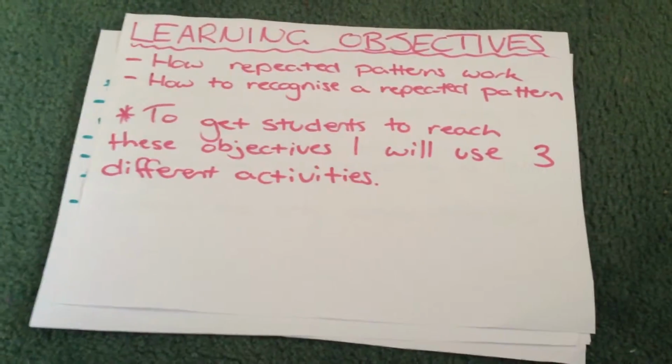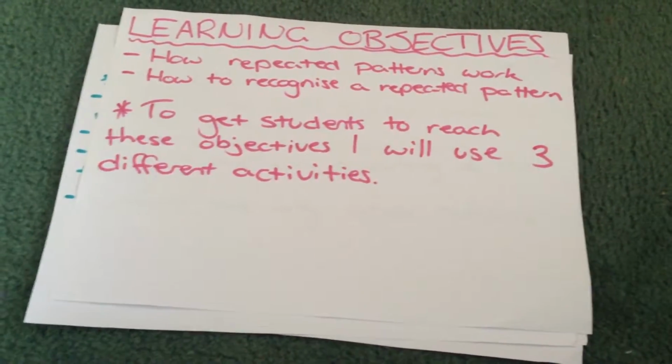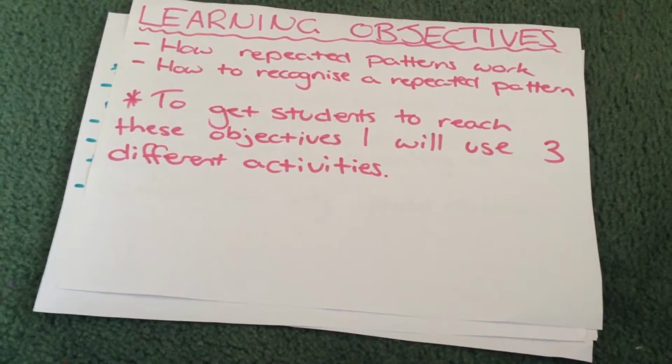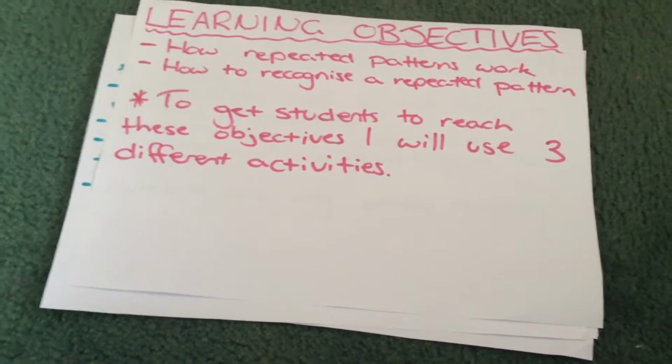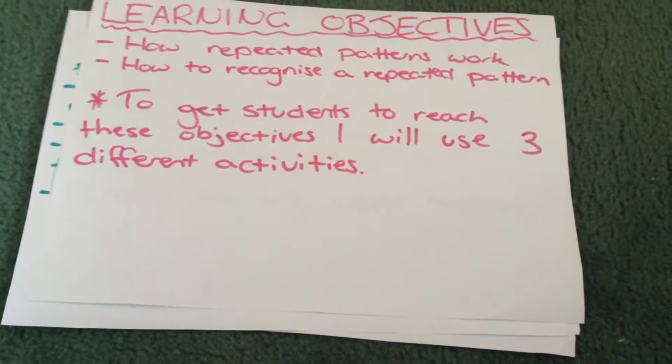The learning objectives. So the learning objectives are that students need to understand how repeated patterns work and how to recognise the way the pattern will continue. To get students to reach the objective, I will get them to play some games and do some worksheets. So I will use 3 different activities for this.